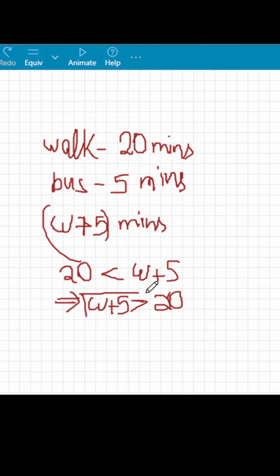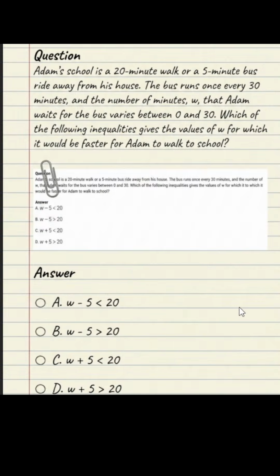W plus 5 is greater than 20, because that will ensure that the waiting time plus the 5 minutes he takes to go by the bus is actually greater than the 20 minutes he will take to reach the school by walking. So let's see which option is that. W plus 5 greater than 20. Okay, so that is the D option. So option D is the correct answer here. The D, W plus 5 is greater than 20. So you can see the solution for a few seconds, and then we'll go to the next question.